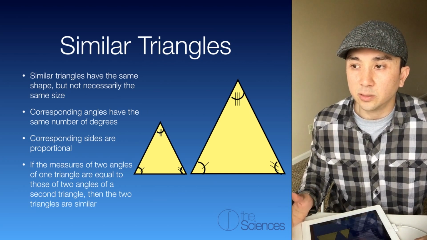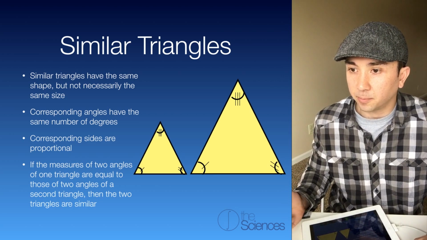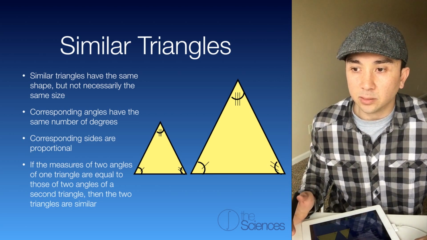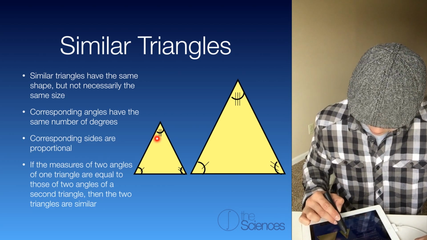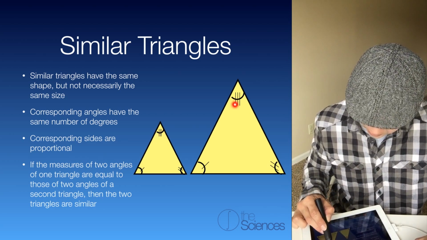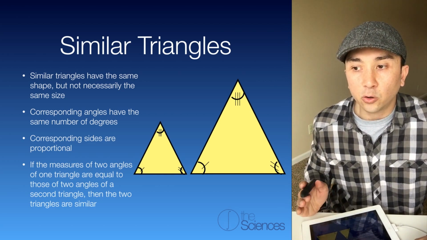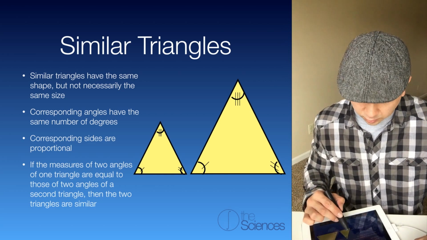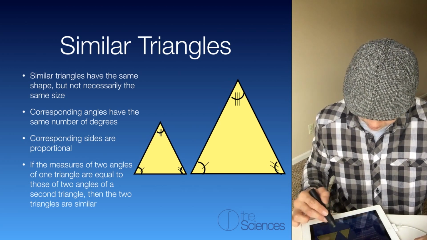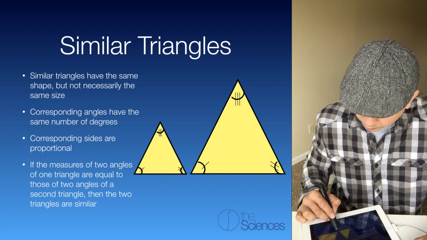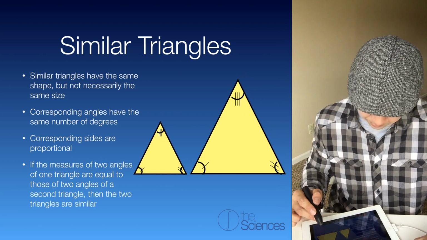Now similar triangles have the same shape, but not necessarily the same size. Corresponding angles have the same number of degrees. So therefore, this angle and this angle would have the same number of degrees. And then corresponding sides are proportional. So this side would be proportional to this side. Again, this side would be proportional to this side, and this side would be proportional to this side.